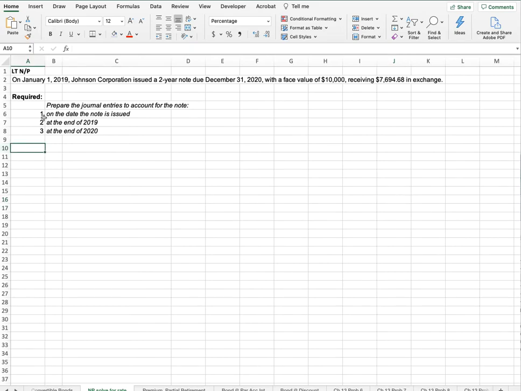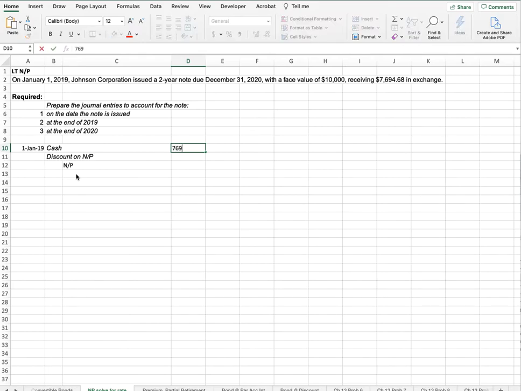So we can go ahead and start with the date it was issued, January 1st, 2019, and obviously we're receiving cash in exchange for a liability of notes payable, and there's also a discount on the notes payable because of that receiving $7,694, but the payable actually being $10,000.